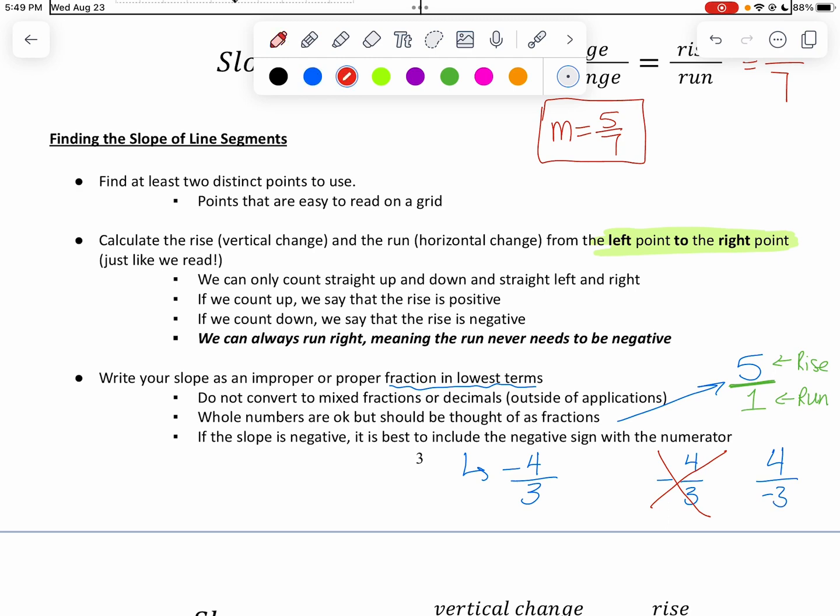Although technically all these fractions are equal, 4 over -3 is misleading in that I would have my run being negative. We discussed how we always want our up and down to be the piece that's positive or negative, and we always want our run to be positive. So if we have a negative, avoid including it in the denominator or out front. Although technically all these 3 are equal, this is the easiest thing to see that I would be going down 4 and right 3 in terms of my rise and run.